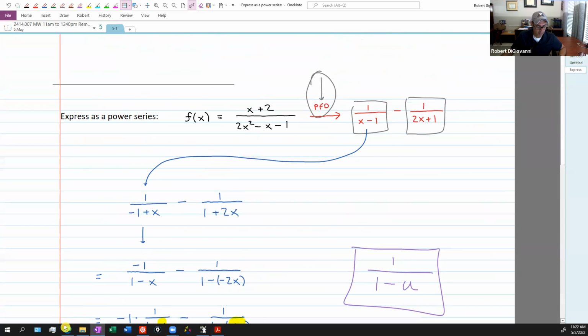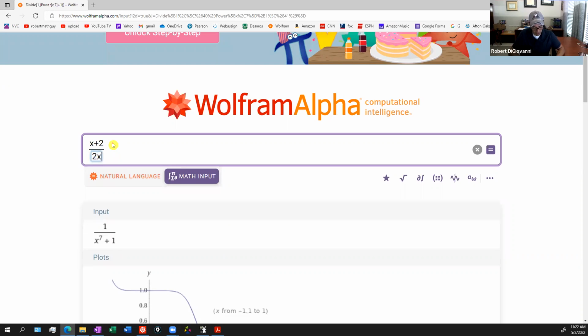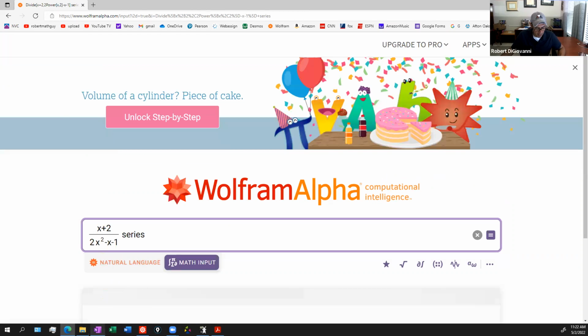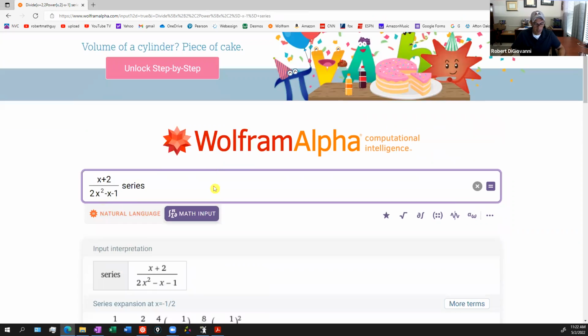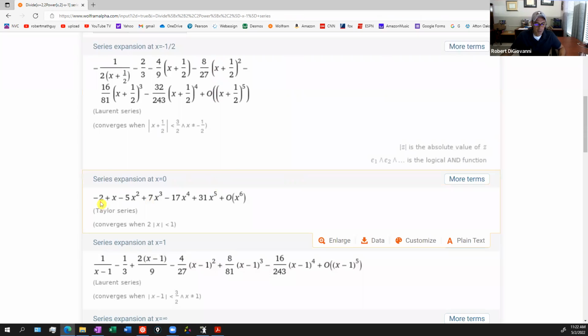We should see if Wolfram will give us that as a series. What if we do x plus 2 over 2x squared minus x minus 1, as a series? I think I typed that in, right? Yeah. Here we go. Negative 2 plus x minus 5x squared plus 7x cubed, right? That's where we were. Okay.